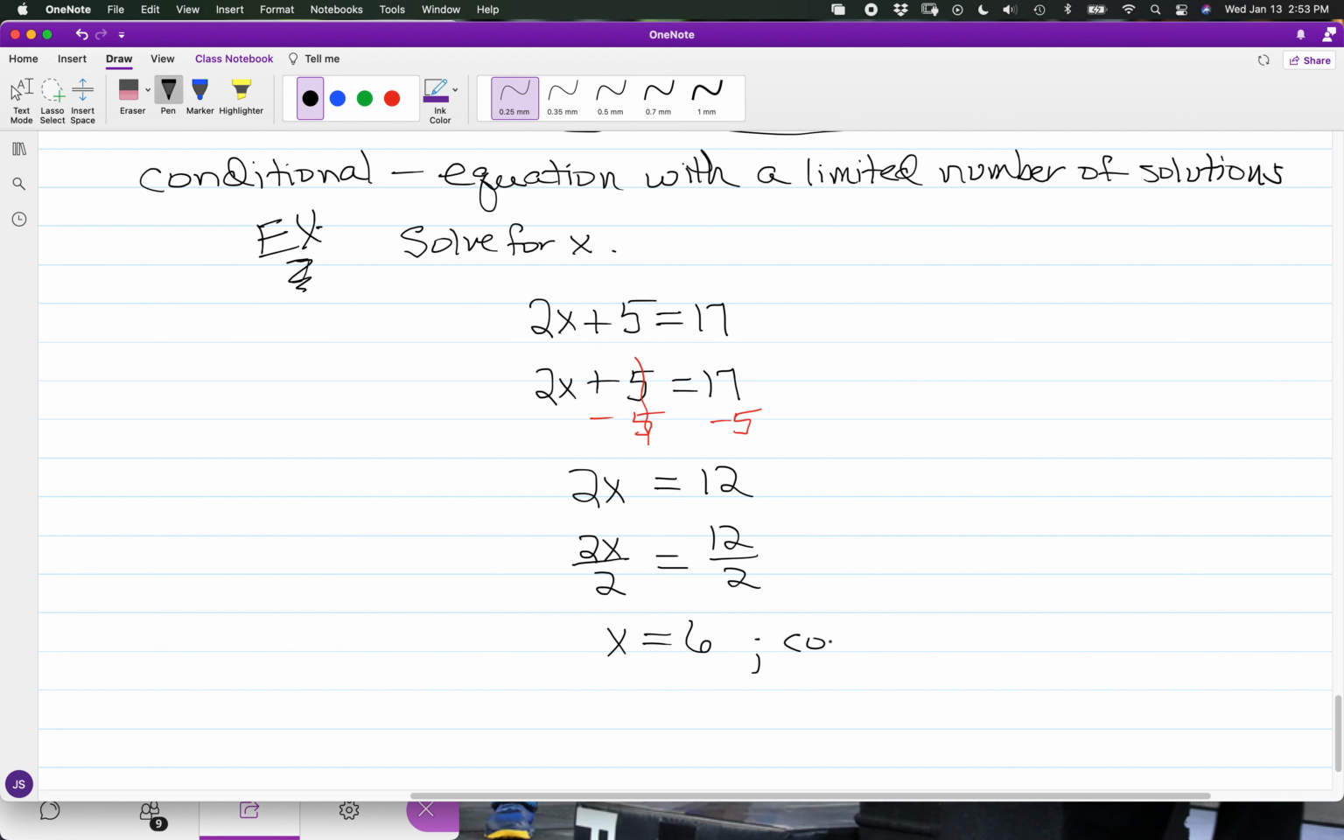So this again is a case of a conditional. You would have that 2x plus 5 is equal to 7 ring true on the condition that x is equal to 6.